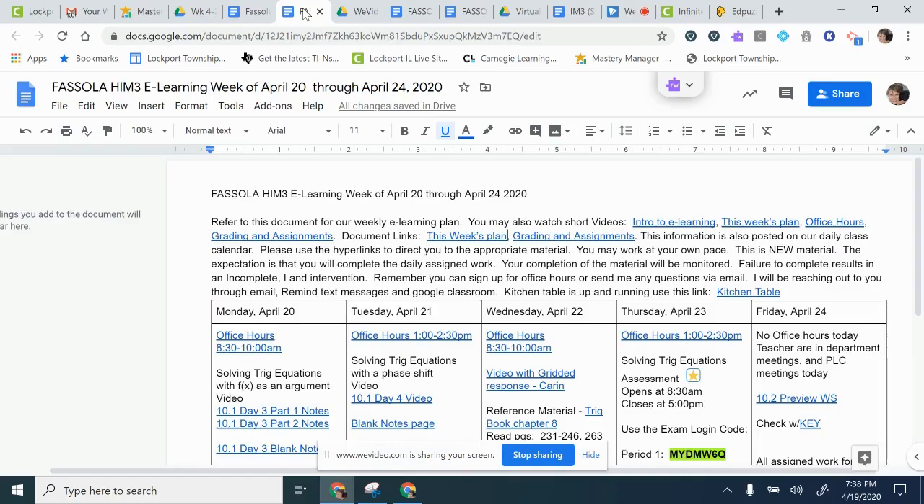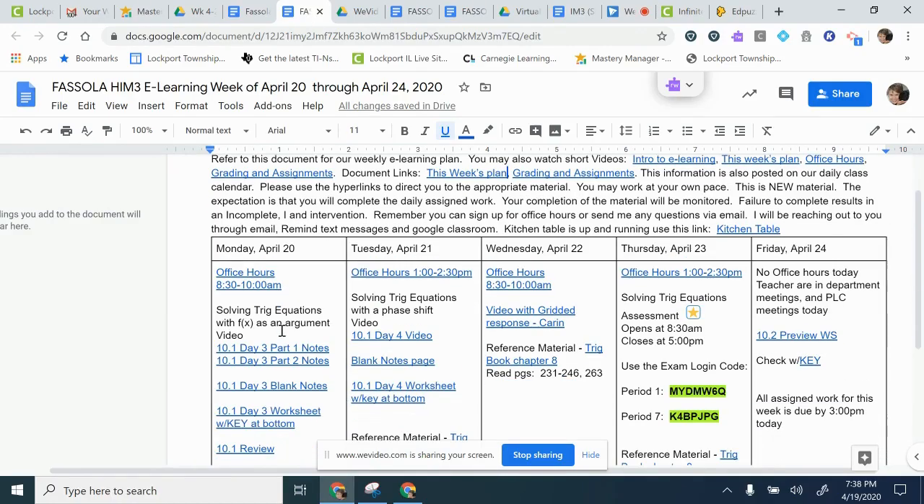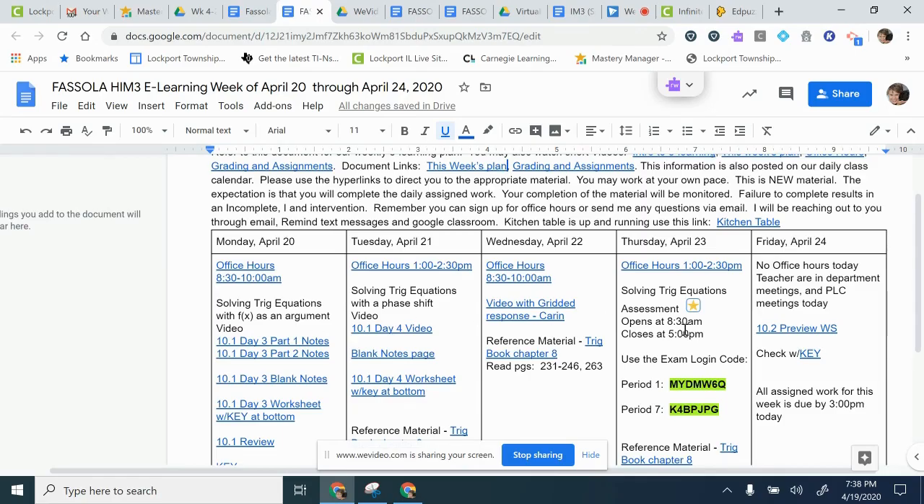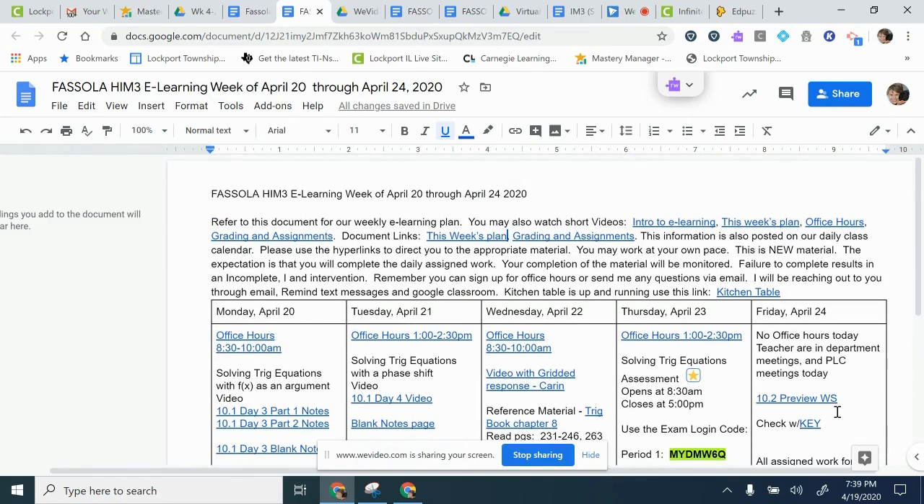This is our e-learning plan for the upcoming week, April 20th. Some reminders. We would like all of these e-learning activities to be complete by 3 o'clock on Friday the 24th. That's when I will be checking and inputting grades into Infinite Campus.